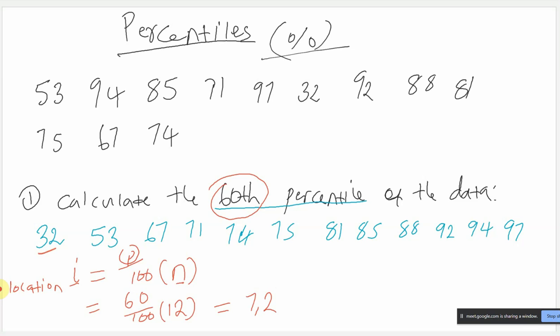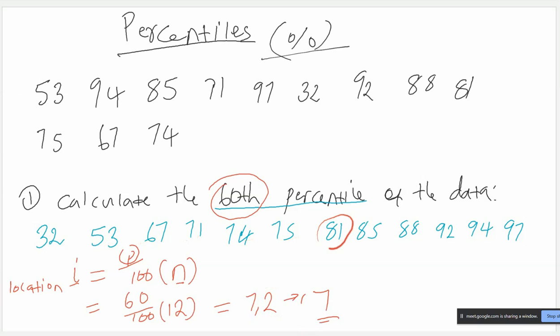So 1, 2, 3, 4, 5, 6, 7. But this is 7.2, so you have to round this number. If you round it, it will go back to 7, because 2 is less than 5, so it won't change the number. So this means that you will look at the 7th position in this data. 1, 2, 3, 4, 5, 6, 7.